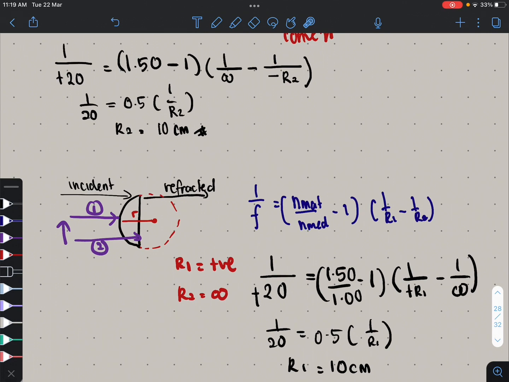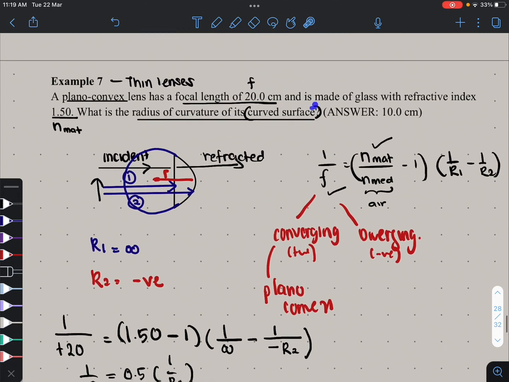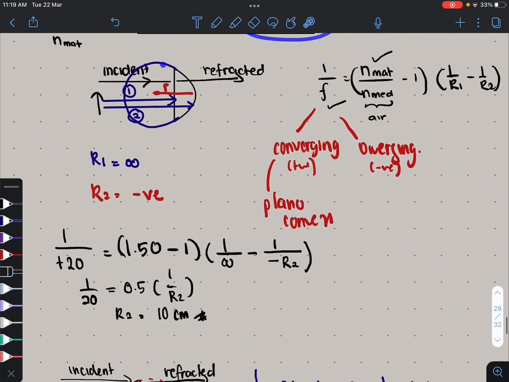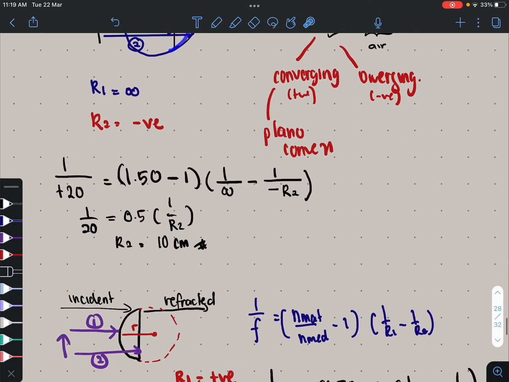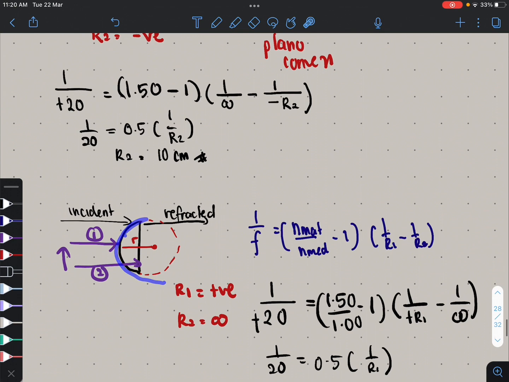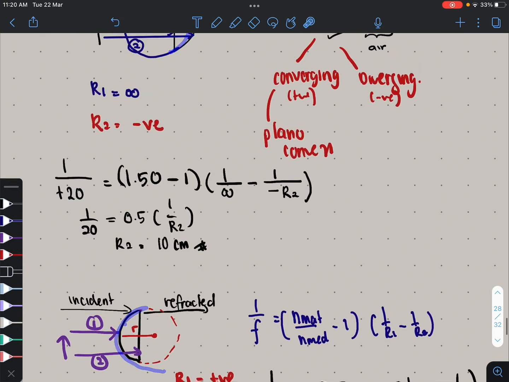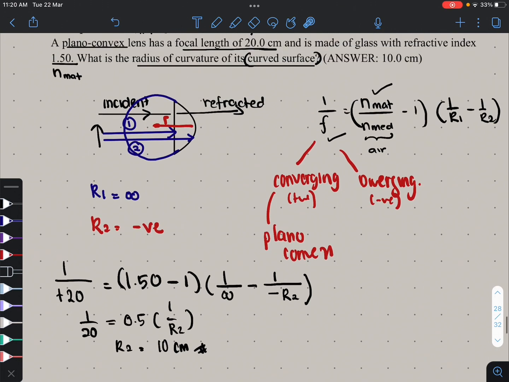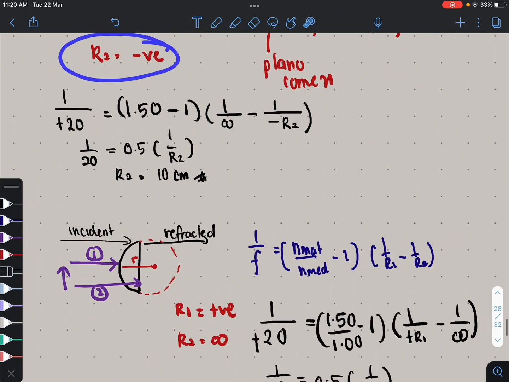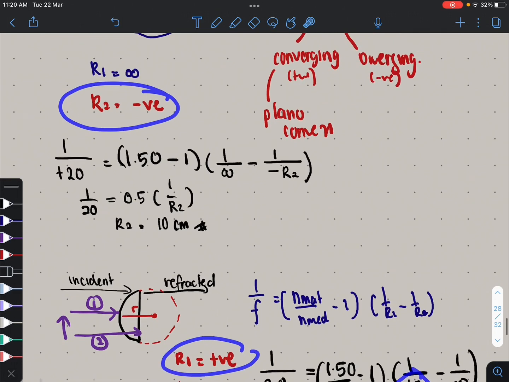What is important is that the question asks for the radius of the curved surface. If you draw it this way, this is the curve. Both methods will still give you the same answer. It's just that you have to substitute the sign convention for your R correctly.